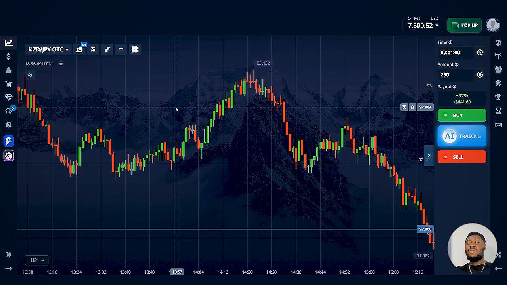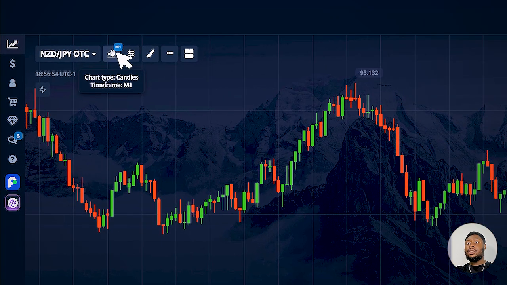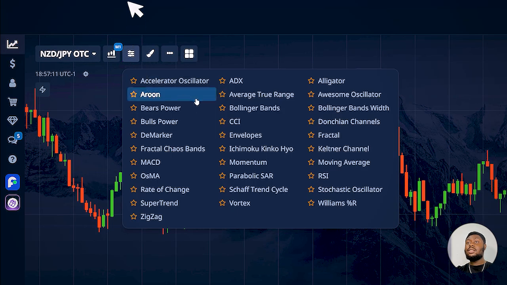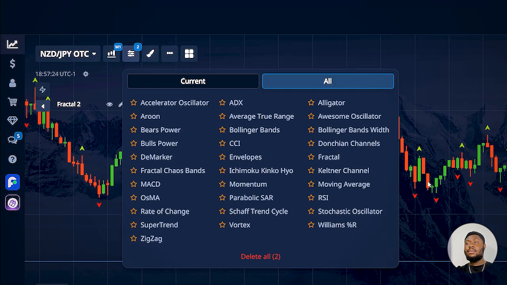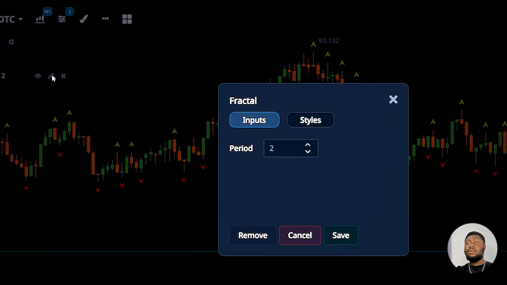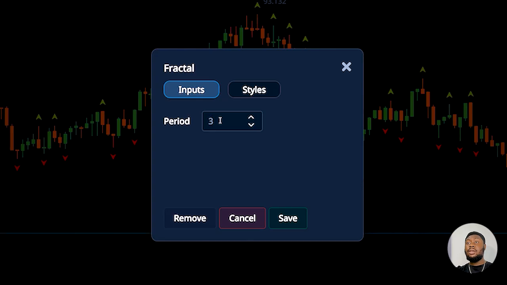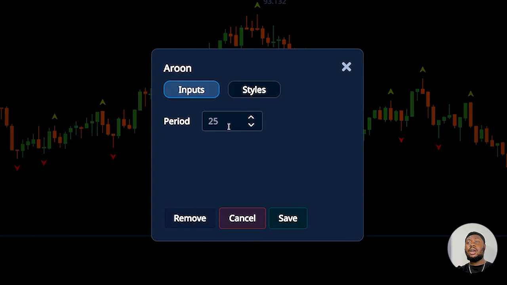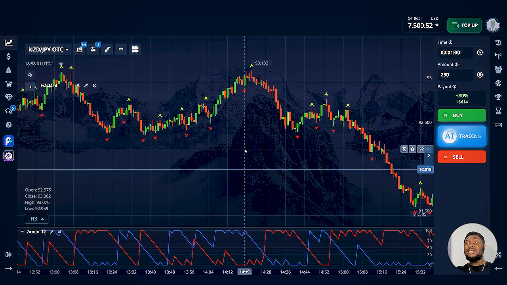Hence, before you start working with a strategy, it is important to set up your account correctly. You can just repeat my settings. In this strategy, I use the candle chart type, leaving the time frame at 1 minute. In the list of indicators, select Arun and Fractal. Now let's set up the Fractal indicator. I will increase the indicator period to 3 to remove the false indicator signals. I'll reduce the period for the Arun indicator to 12. This will help to see the price change more clearly. Now this completes the settings.